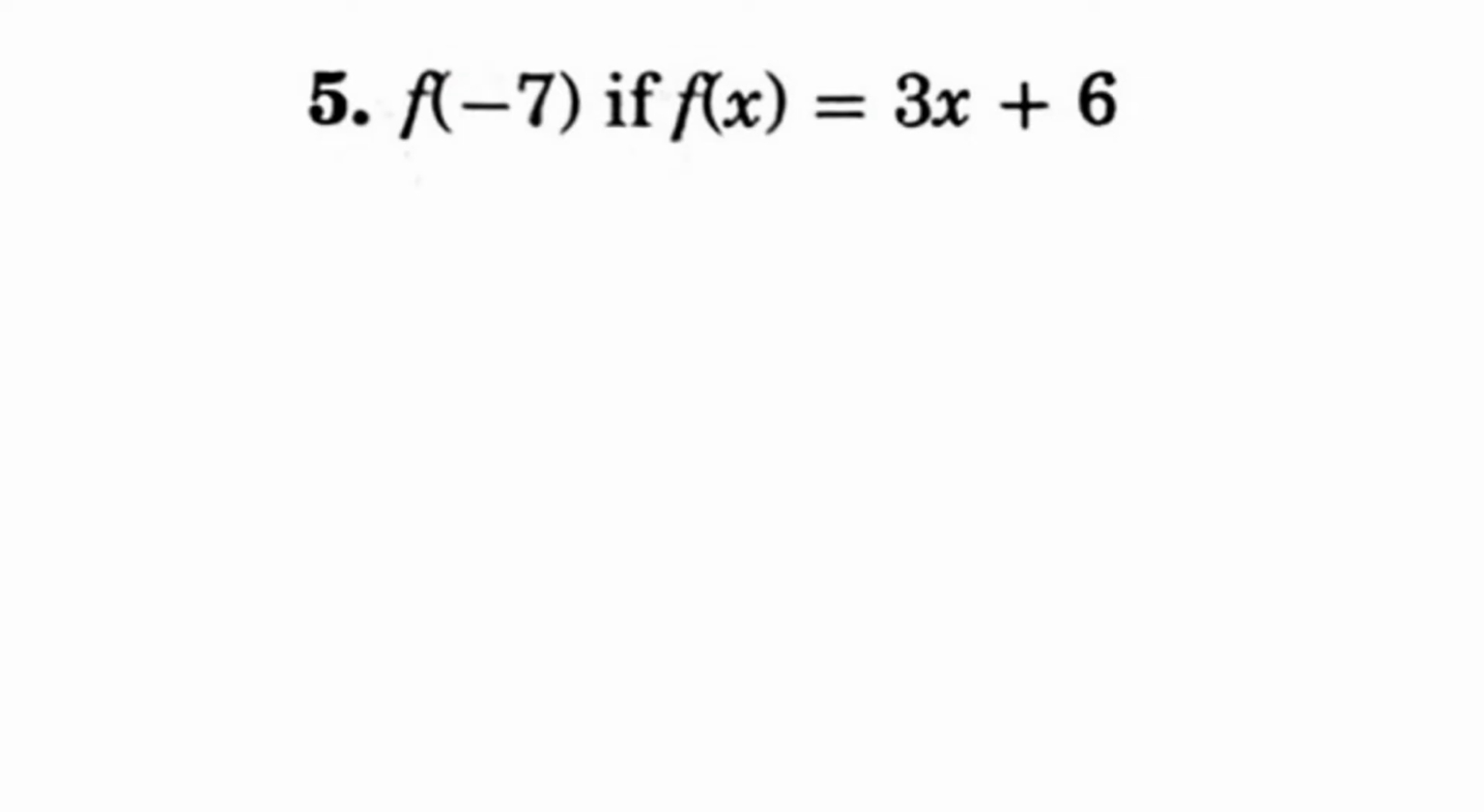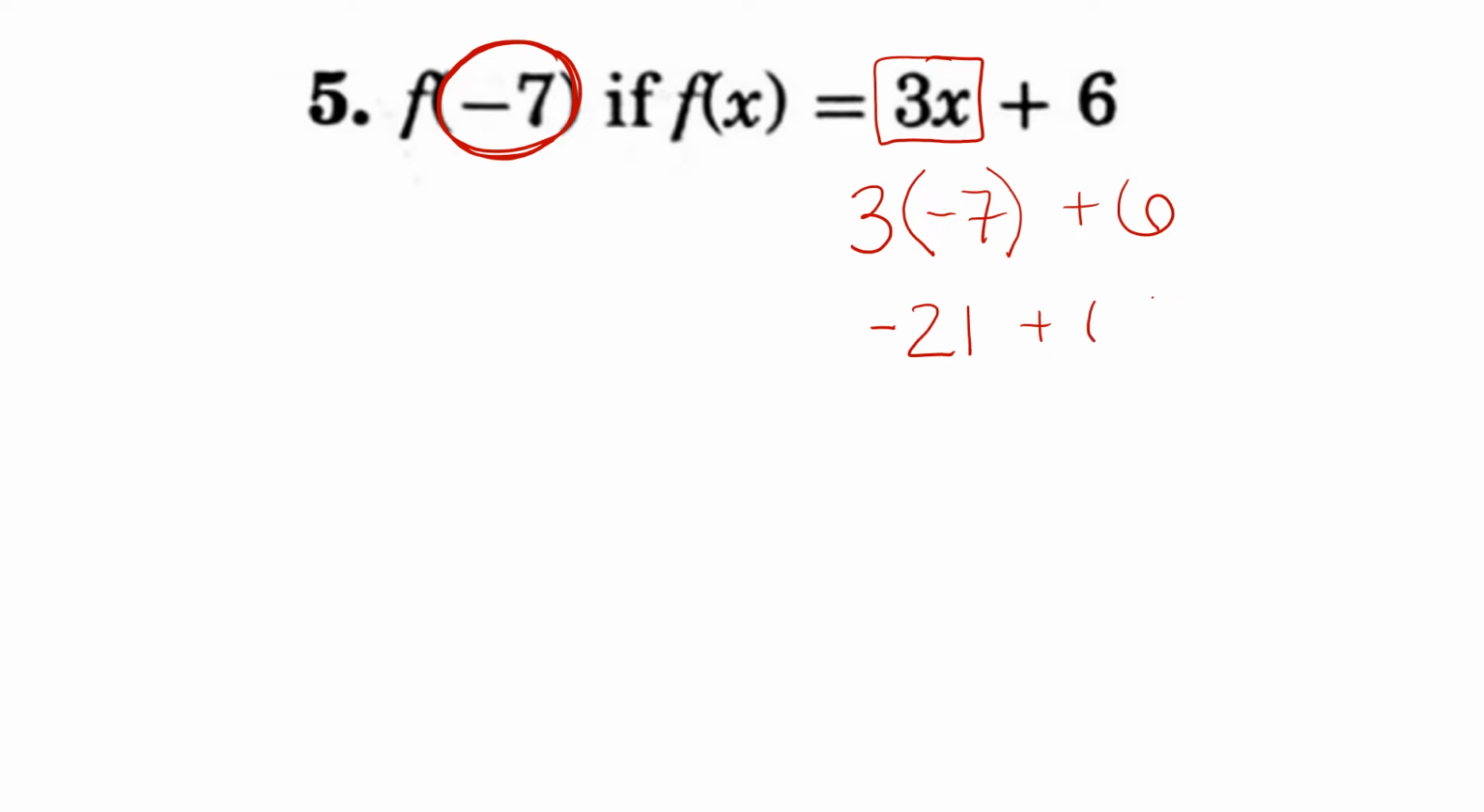For number 5, we have the problem f of negative 7 if f of x equals 3x plus 6. Again, the 3 and the x side by side means multiply, so we would multiply the 3 and the x, which is negative 7, because that's the number in parentheses. So 3 times negative 7, and then the plus 6 stays the same. 3 times 7 is 21. 3 times negative 7 is negative 21. Negative 21 plus 6 is going to give us an answer of negative 15.